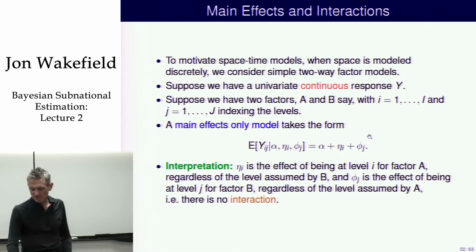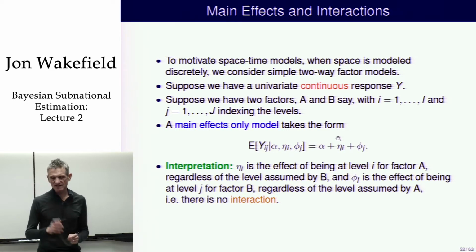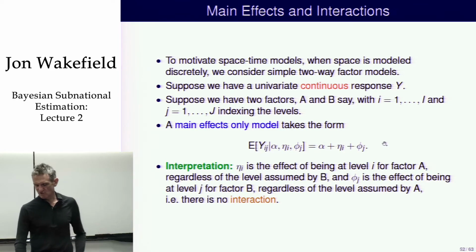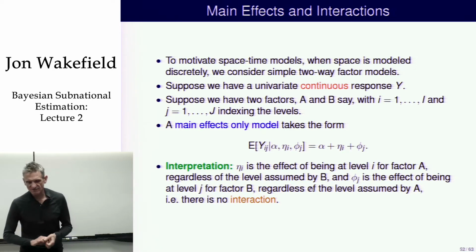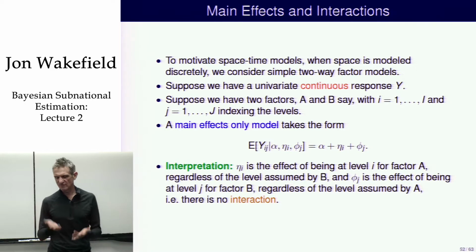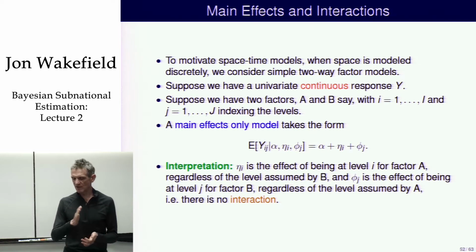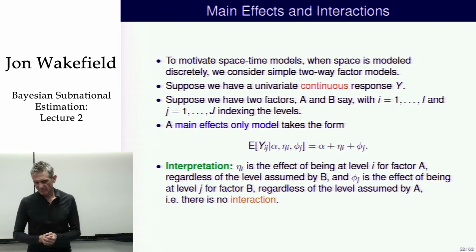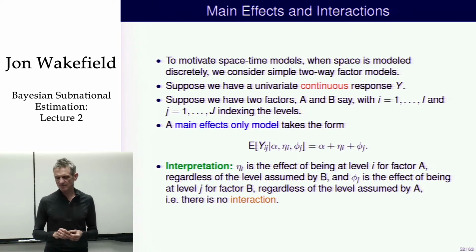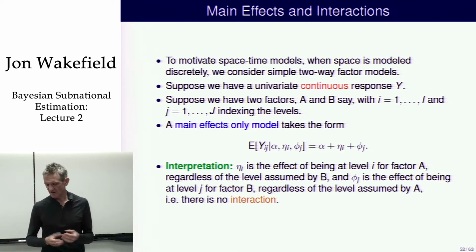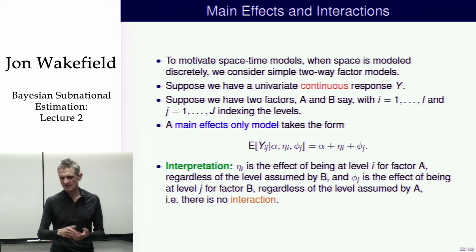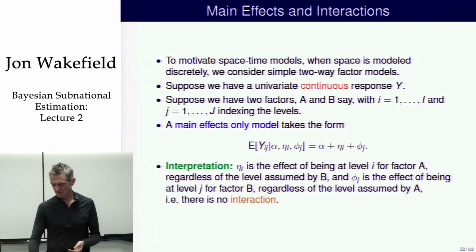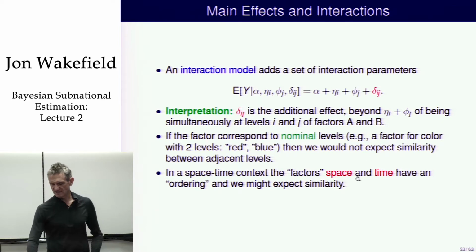The first model we might think of is the main effects only model, where we have an intercept, and then deviations from that intercept which depend on the rows and the columns only. Here we have no interaction terms, nothing indexed by I and J. So eta I is the effect of being at level I for factor A, regardless of the level of factor B. So J can be anything. Being in row I always has the same association. The movement away from alpha is always the same, regardless of what value J is taking. So there's no interaction.